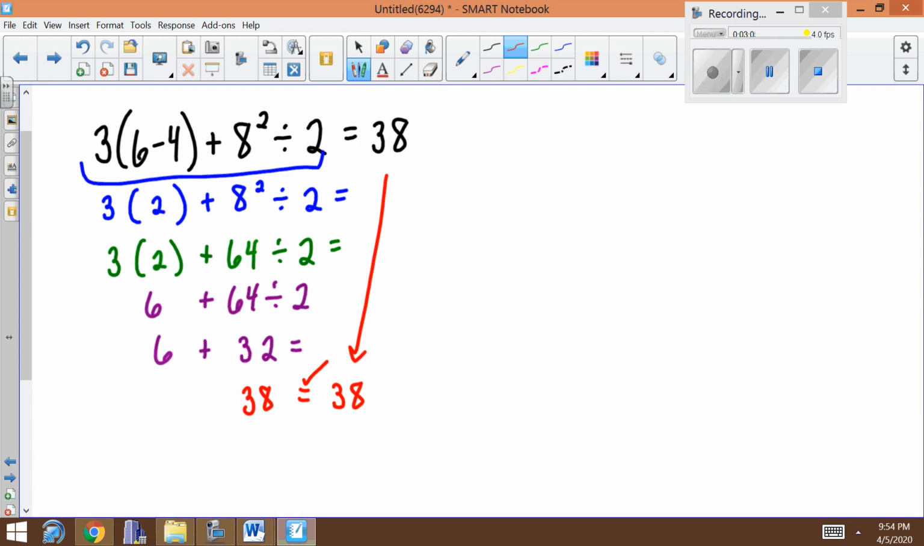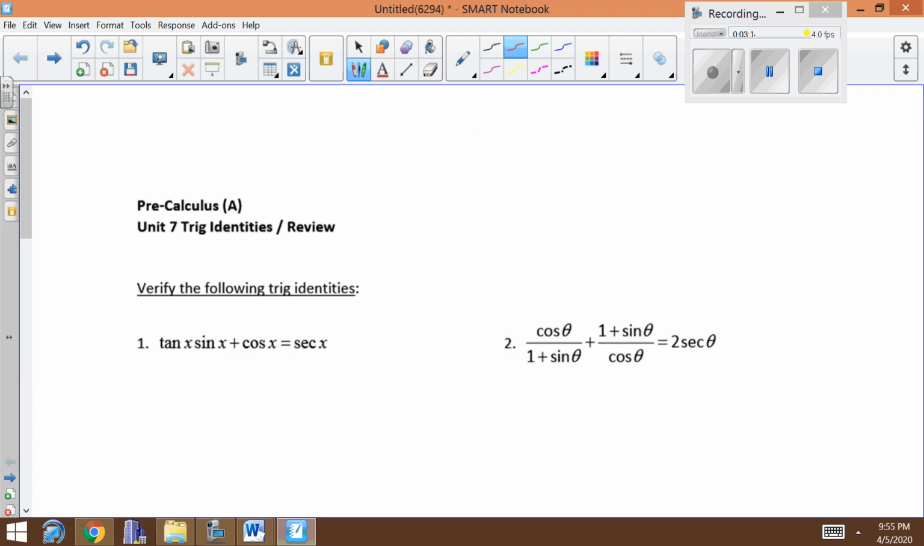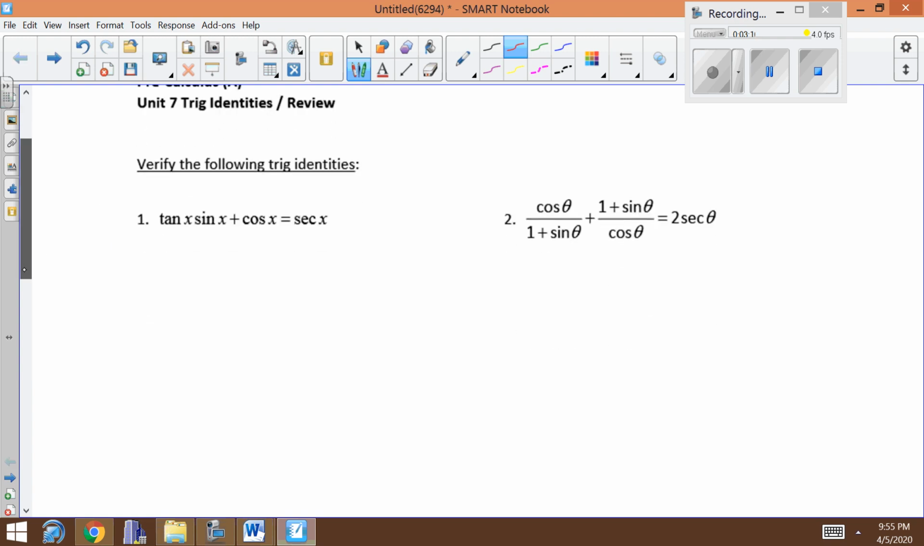Yes, it's true. I verified that this is true. So that's really what we mean by verifying. It's actually going through and showing your steps. So we're going to do the same thing with these trig identities.